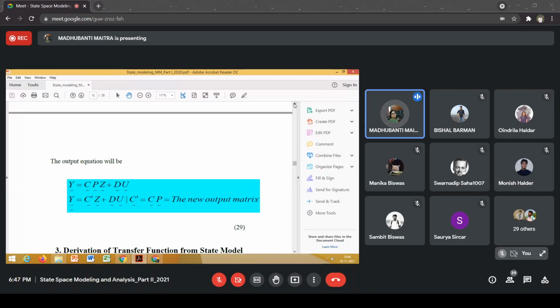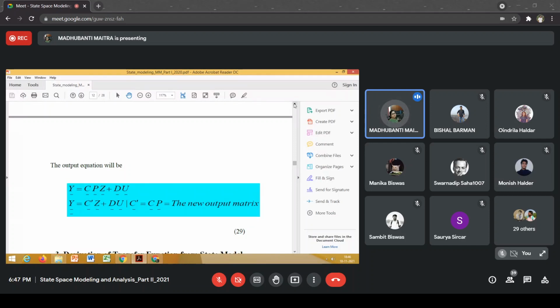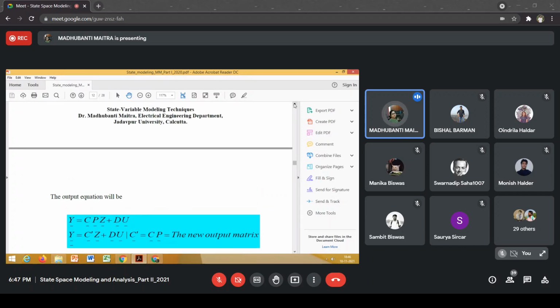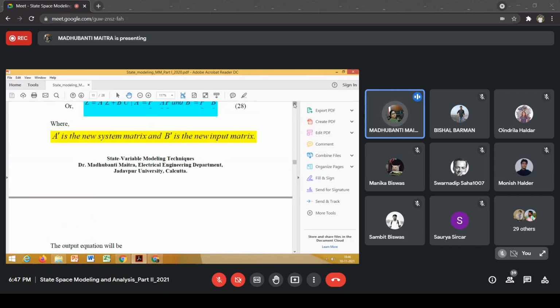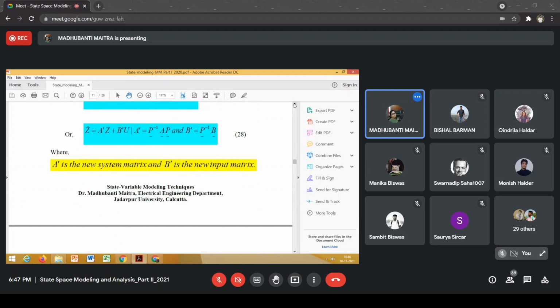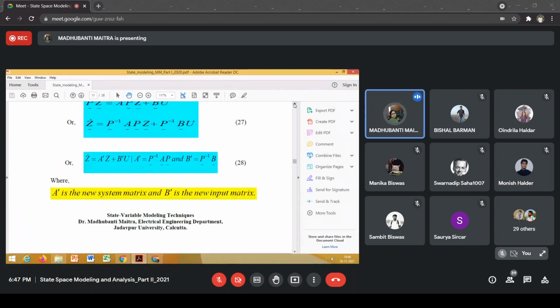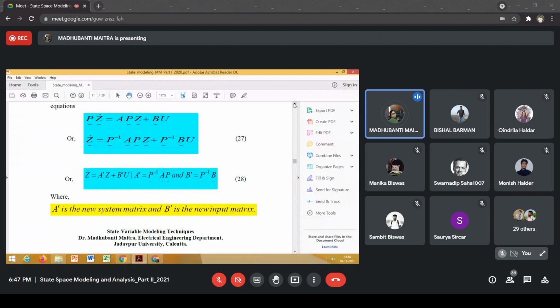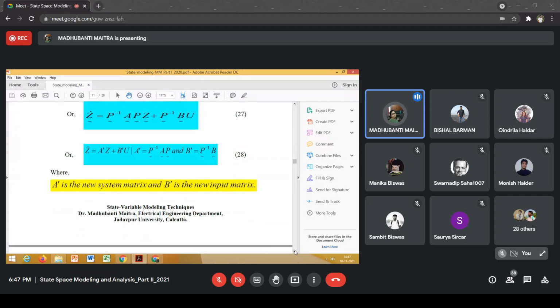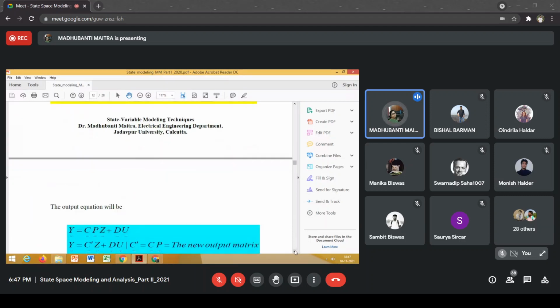So our first state model was x dot is equal to Ax plus Bu, y is equal to Cx plus Du, and with the help of the similarity transformation, we have obtained a different state model having state variables as z. The new state model is given by z dot is equal to A dashed z plus B dashed u, and y is equal to C dashed z plus Du, right?